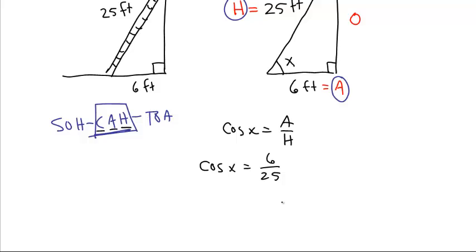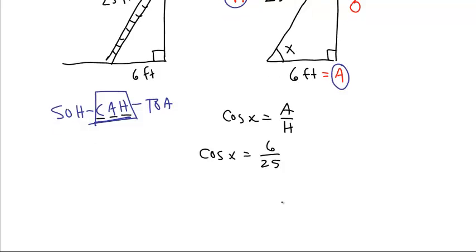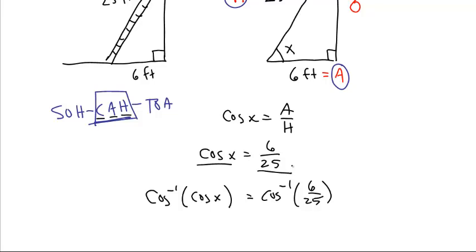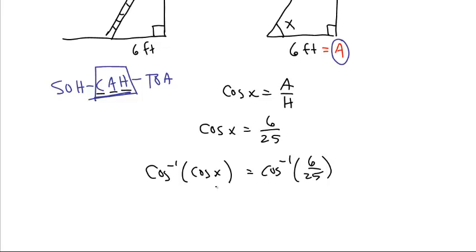Well, what is that angle? Well, hey, we un-cosine both sides. We take the inverse cosine of the cosine of x, and we take the inverse cosine of 6 over 25. And if cosine of x and 6 over 25 really were the same thing, then if we plug them both into this inverse cosine function, we're going to get the same thing. Inverse cosine undoes cosine, and we're left with x is the inverse cosine of 6/25.